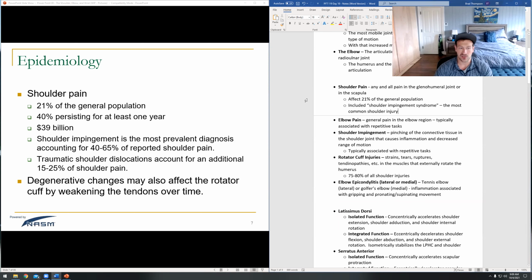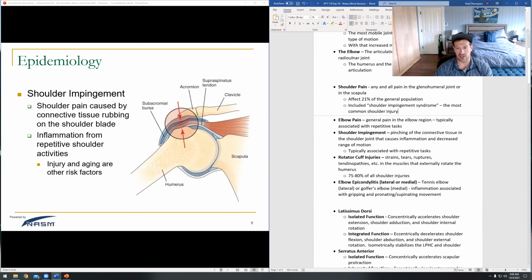And the biggest one, the most common one, is going to be shoulder impingement. We'll talk about that in its own right here. So we can see shoulder impingement.